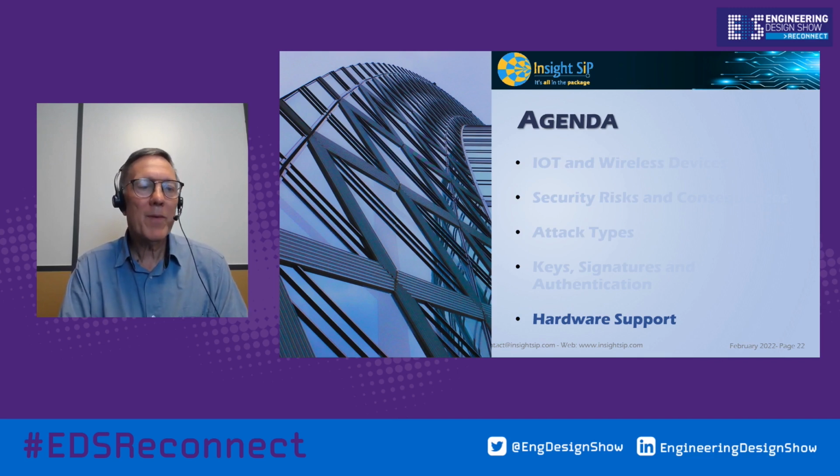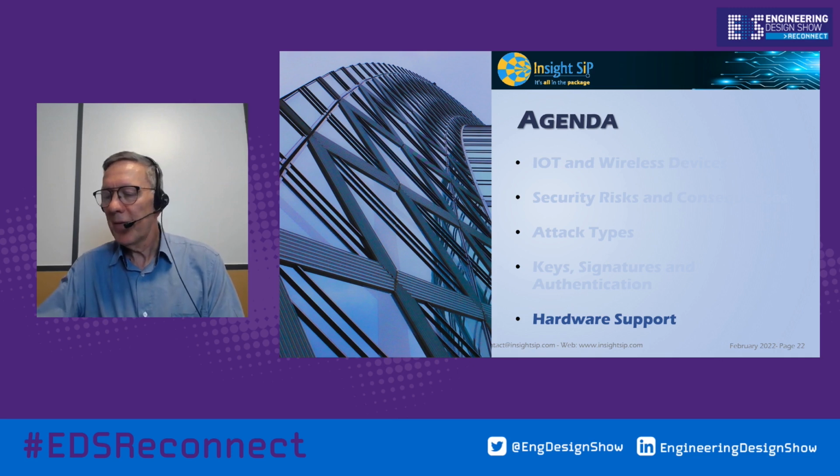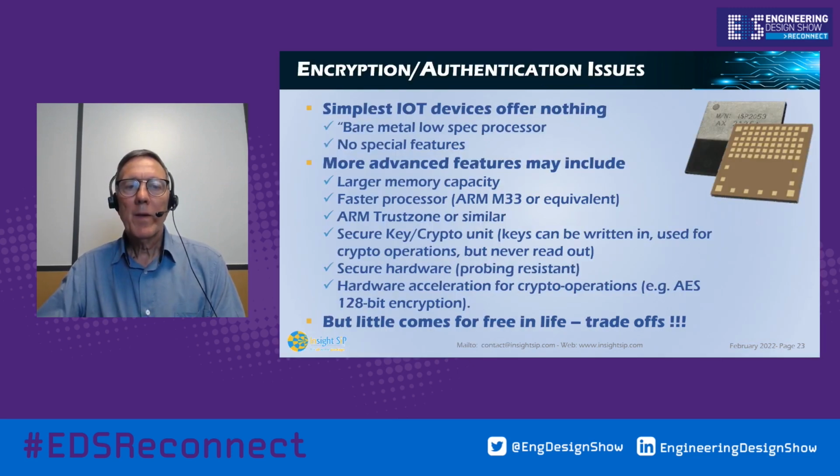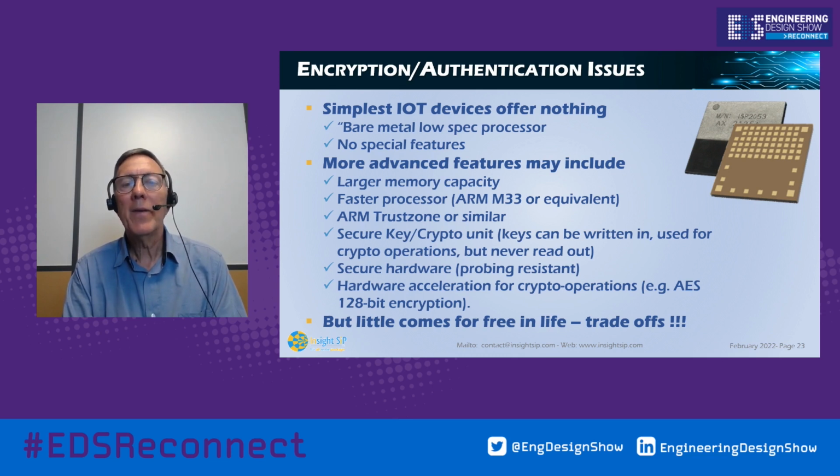I'm now going to talk about something which is maybe a little bit closer to home to inside SiP, is what you can do with the hardware side of things to try and secure IoT wireless networks a little bit better than you could do if you don't do anything. So, as I said at the beginning, up until recently, this would apply to all IoT devices. The simplest IoT devices offer nothing. They have bare metal, low spec processors and zero special features. So if you have a simple IoT device, you have to accept that your device could be manipulated.